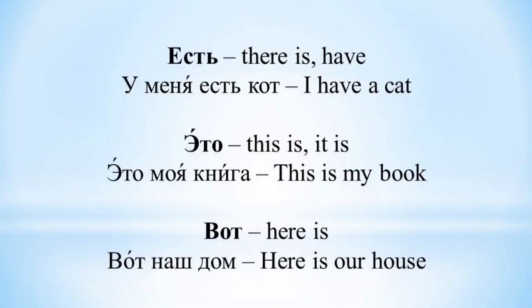Let's take a look at these words. Есть. У меня есть кот. Это. Это моя книга. Вот. Вот наш дом.